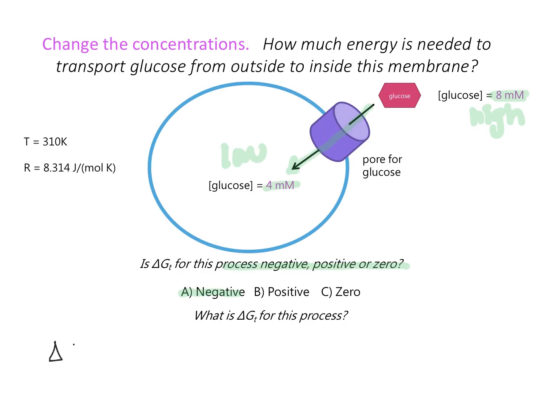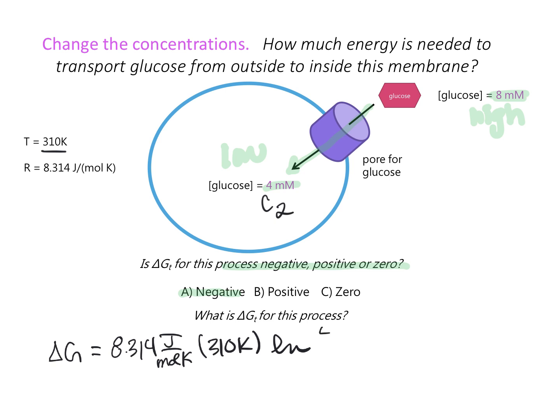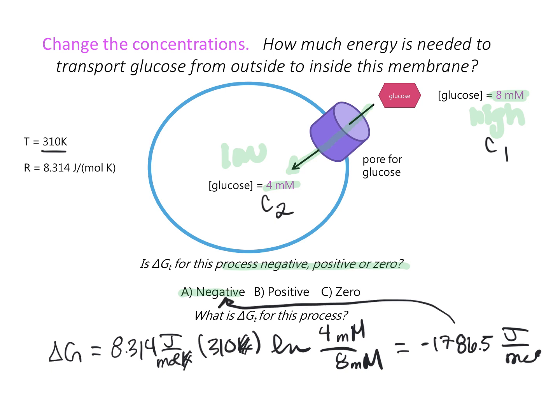And again, we can test that. Delta G of transport of glucose equals 8.314 joules per mole Kelvin. Temperature is still 310. ln of C2, which is 4 millimolar, over C1, 8 millimolar. And I will get my value here. Also note that the units here, this Kelvin will cancel with that Kelvin, which is why our final units are joules per mole. This is just the opposite of the other one, which is negative 1786.5 joules per mole. That checks out because we said it should be negative and it's going with the concentration gradient.